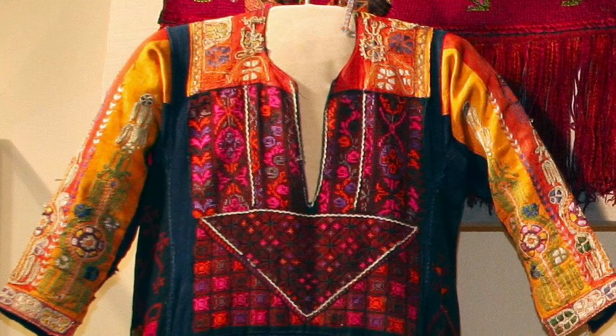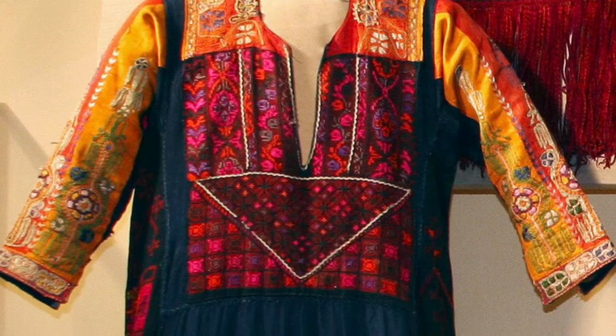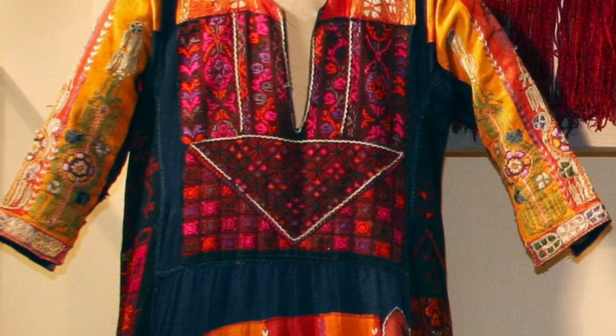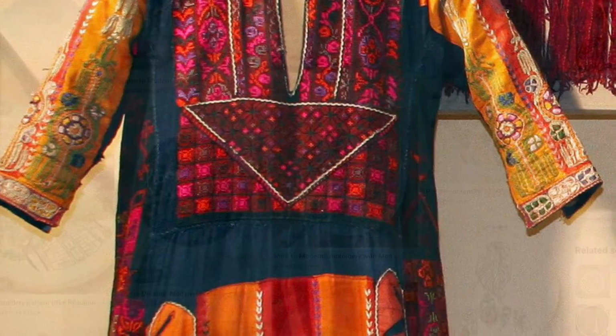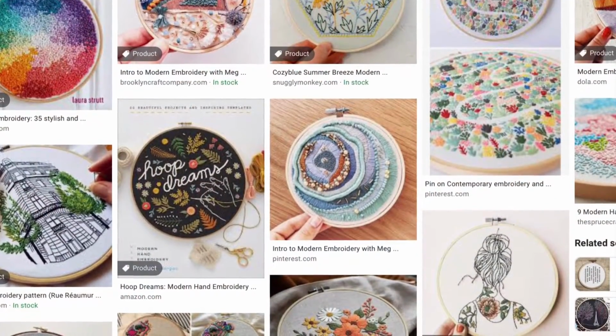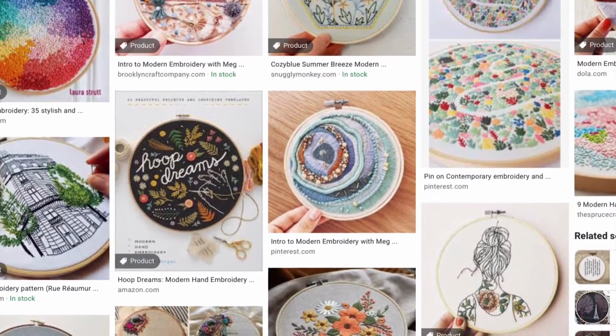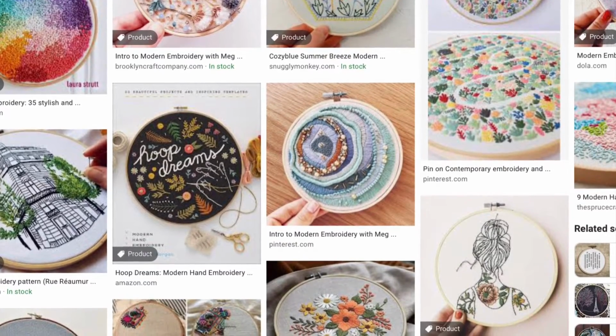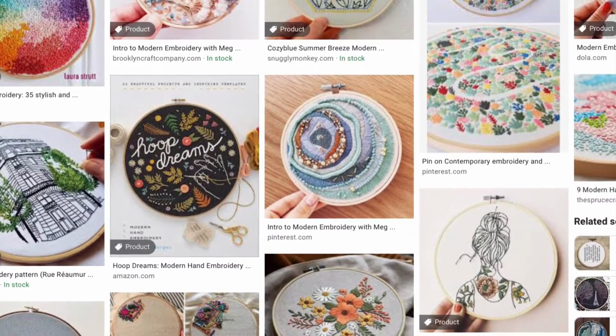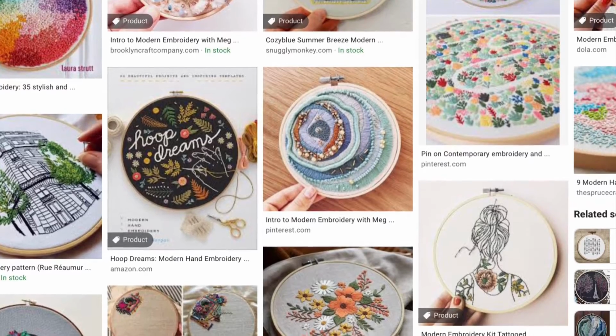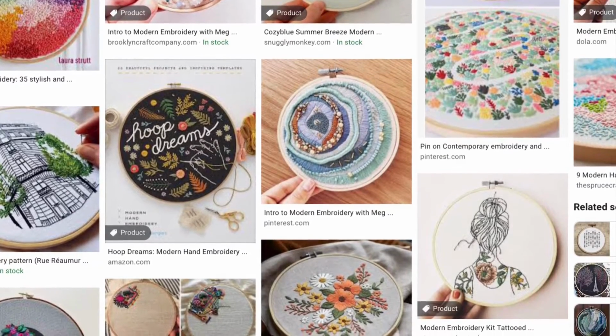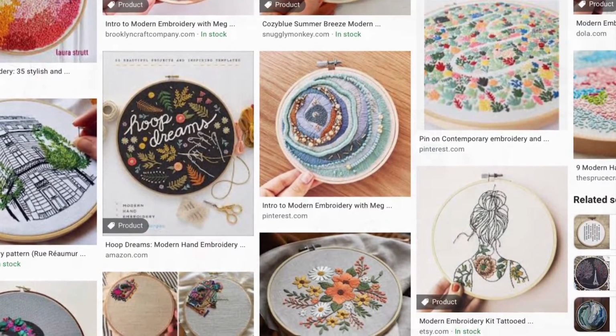Embroidery can also be important to someone's culture. The embroidery stitches may have meaning or depict stories. Stitchery and embroidery are making a huge comeback in today's art world. Notice that many of them are done on hoops. The hoop helps hold the piece of fabric in place while the artist is stitching.